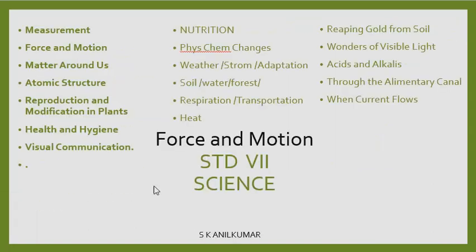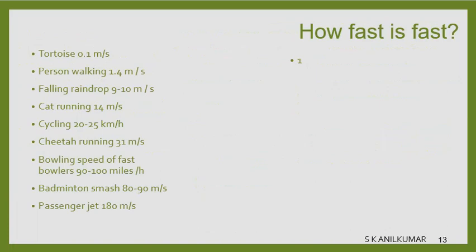Okay. Now we have studied speed, we have studied distance and displacement. Now what actually is speed? Speed is reaching fast or going fast. And who is fast? Tortoise is only 0.1 meter per second. 0.1 meter means what? 10 centimeters, right? A person walks about 1 meter per second. In 1 second, you can walk a maximum of 1.4 meter. Tortoise is 0.1, person is 1.4.